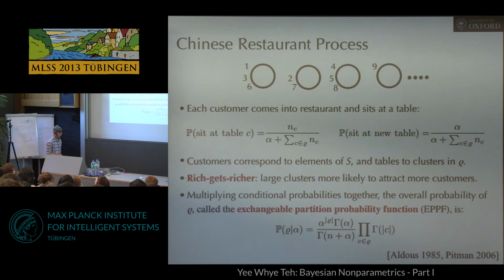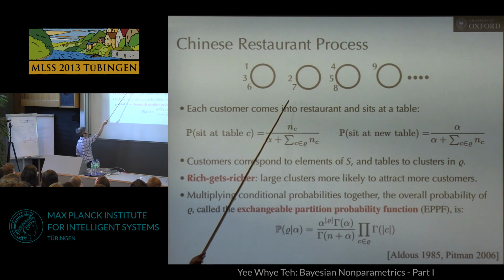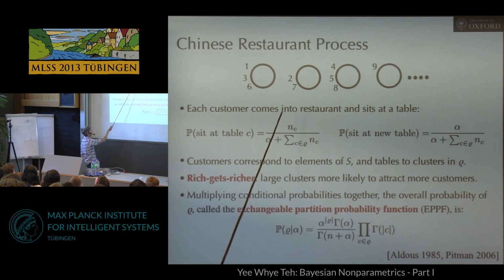Let's imagine that we have a Chinese restaurant, okay? And the Chinese restaurant has lots of tables. And customers are going to go into the restaurant one at a time. The first customer that comes in will sit at some table. Let's just call it table 1. Okay? So customer 1 sits at table 1. The second customer that comes in now has a choice whether to sit with the first customer or at a new table. Okay? In this case, the second customer decides to sit at a new table, and we can call that table 2.